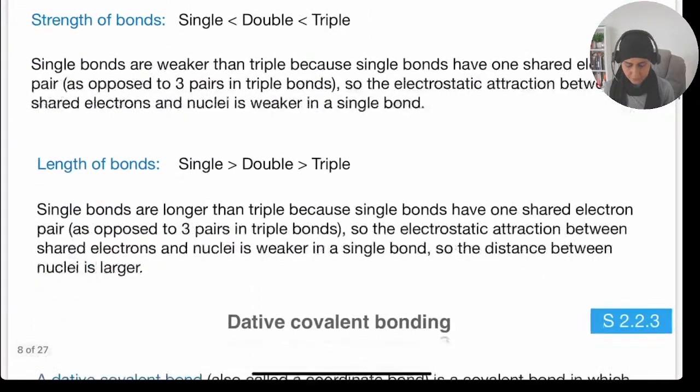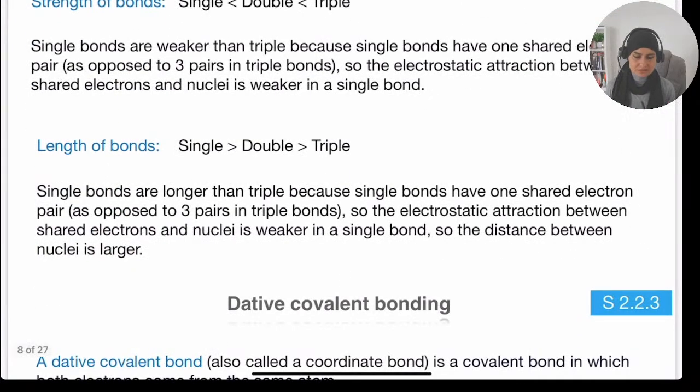Now the length. For the length, well, guess what? Yeah, the single bonds are the longest, triple bonds are the shortest. Why? Because, again, same explanation. Single bonds are longer because they have one shared electron pair between the nuclei, which are attracted to the nuclei. So the electrostatic attraction between the shared electrons and nuclei is weaker in single bonds. So the distance between the nuclei would be larger. Yeah, very straightforward, I think.